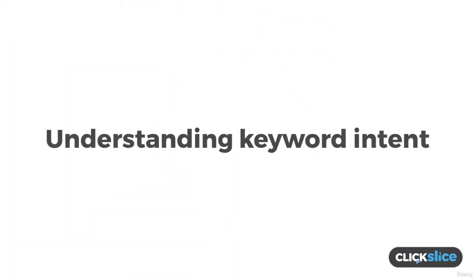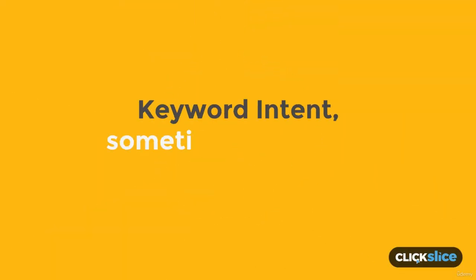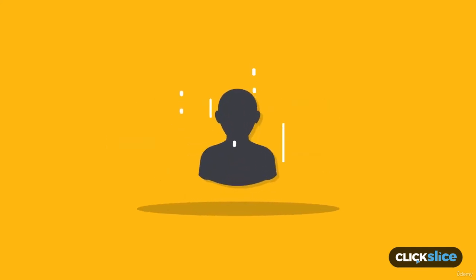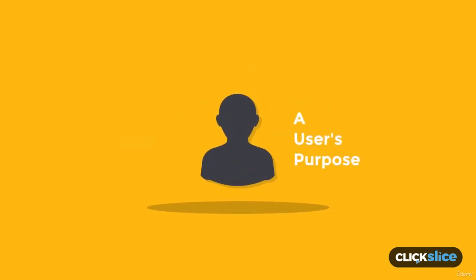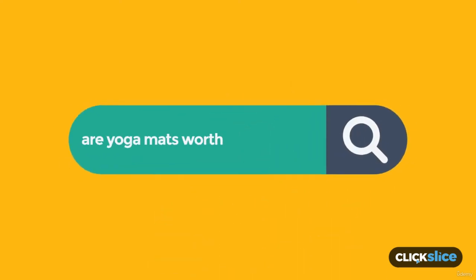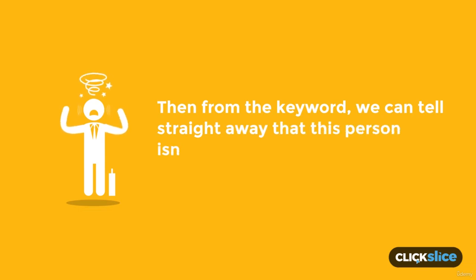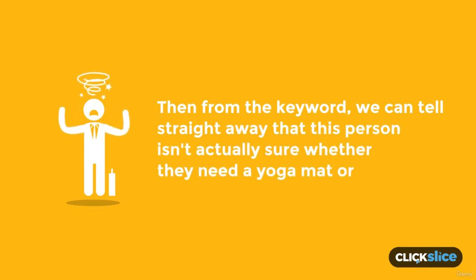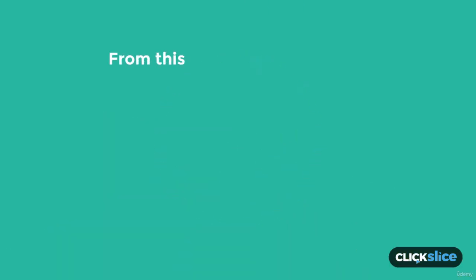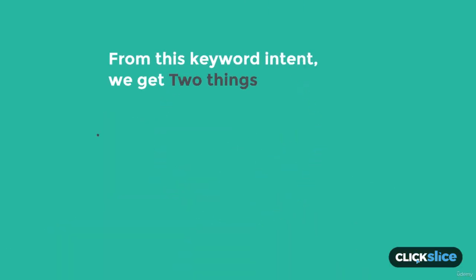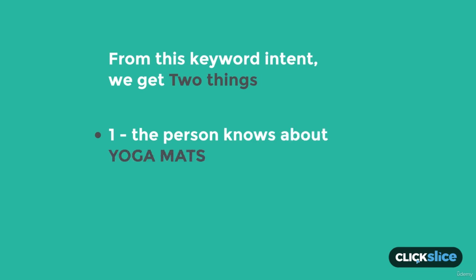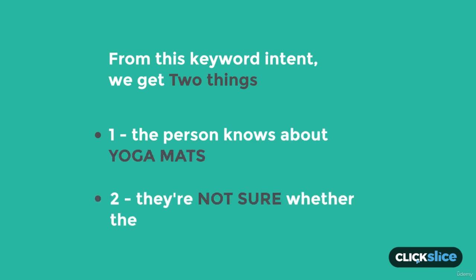Understanding keyword intent. Keyword intent, sometimes known as search intent, represents a user's purpose for the search. For example, if someone goes onto Google and types in, "Are yoga mats worth the money?" then from the keyword, we can tell straight away that this person isn't actually sure whether they need a yoga mat or not. As the search phrase says, "Are yoga mats worth the money?" So from this keyword intent, we get two things. One, the person knows about yoga mats, and two, they're not sure whether they need a yoga mat.